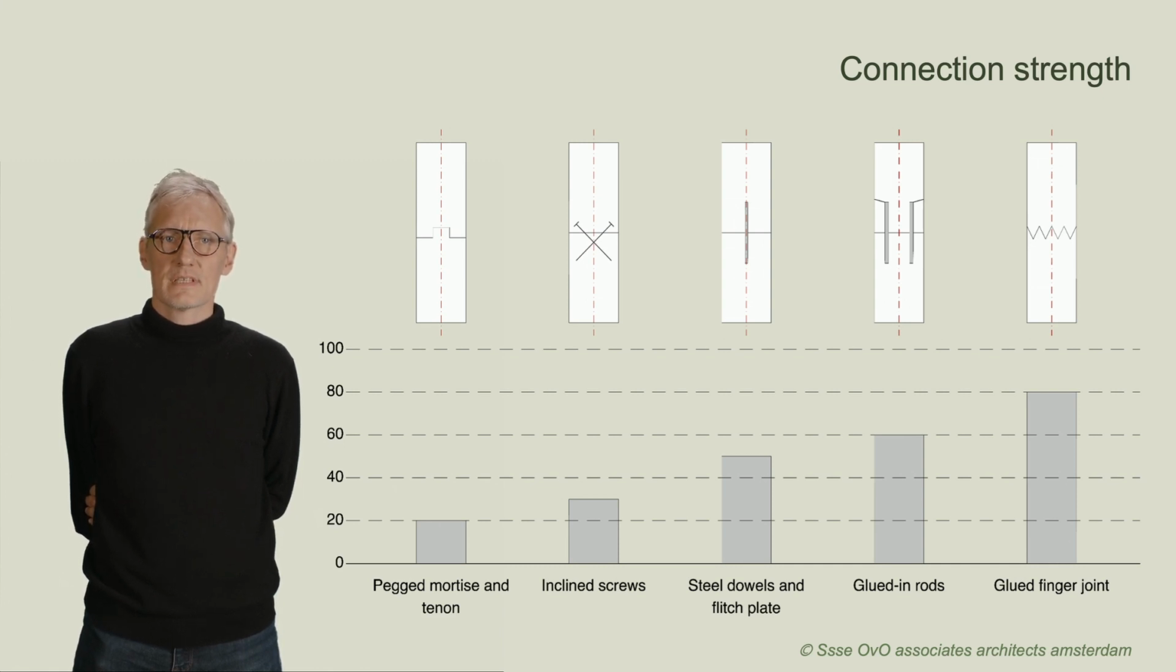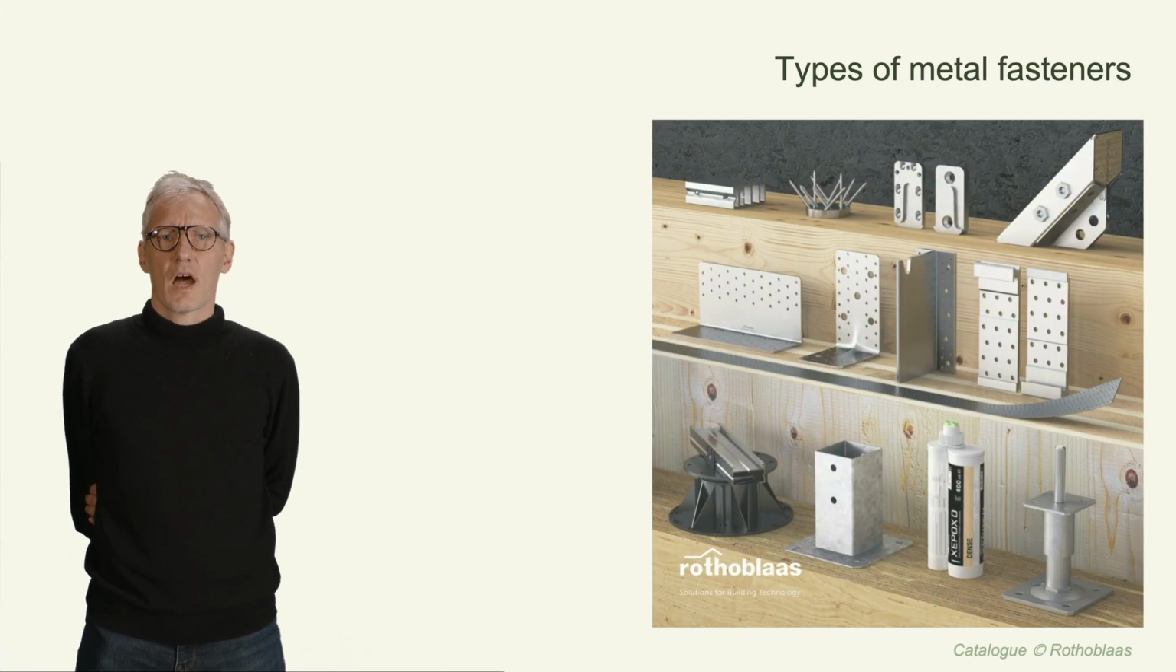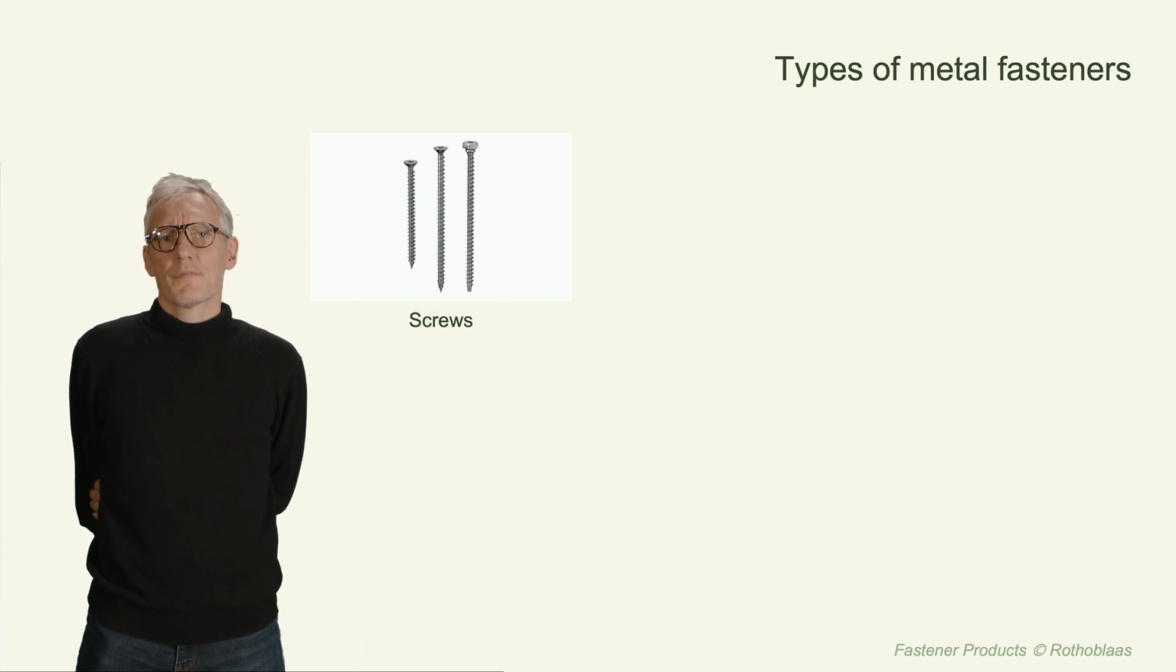In the graph, you can see a comparison in strength of wood, steel, and glued connections. A fastener is a hardware device that mechanically joins or affixes two or more objects together. In the context of timber and steel architecture, fasteners secure these materials in a stable configuration, each offering unique advantages for specific applications. First up, we have screws, ideal for both timber to timber and timber to metal joints.